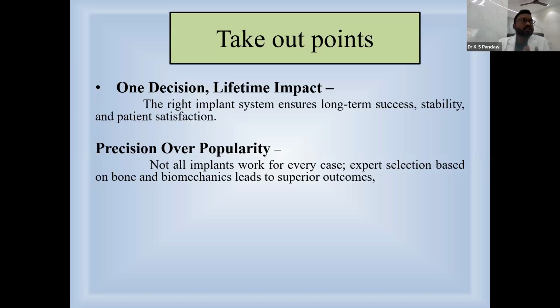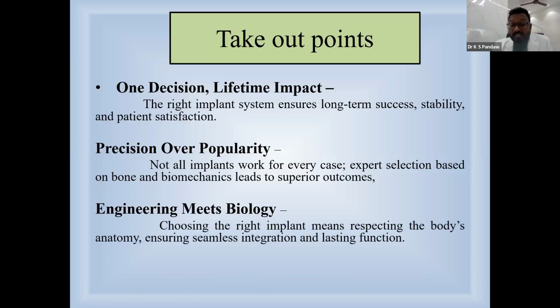Where you have good, 100% sound bone, you can use your conventional implant. When you have an atrophic jaw, you should use the basal implant because we want to give prosthesis to the patient so that they can eat, for their physical and mental well-being. So we should choose implants according to the patient's need and the situation of the bone. Third is engineering meets biology. Choosing the right implant means respecting the body's anatomy and ensuring seamless integration and lasting function.